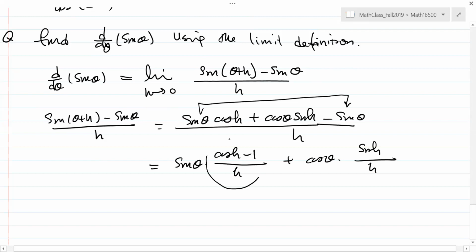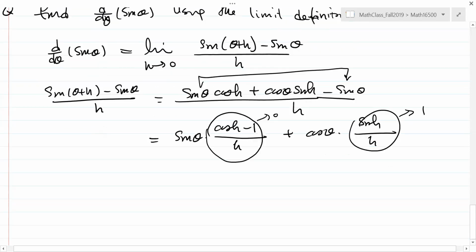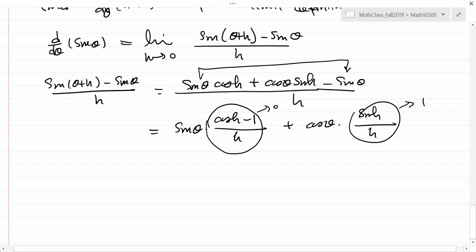My claim is I will need to know what is that limit. This approaches 0. This approaches 1. Why does this approach 0? Sine h over h approaches 1. We know that, right? Why does cosine h minus 1 over h approach 0 as h approaches 0? Let me accept this fact. It's going to be sine theta times 0 plus cosine theta times 1. So the answer is cosine theta.